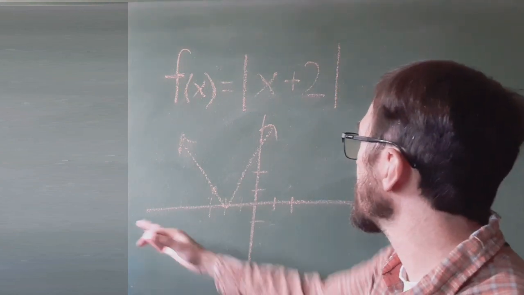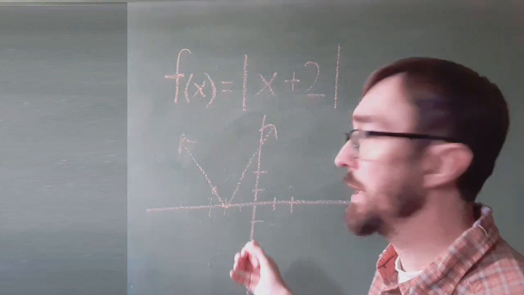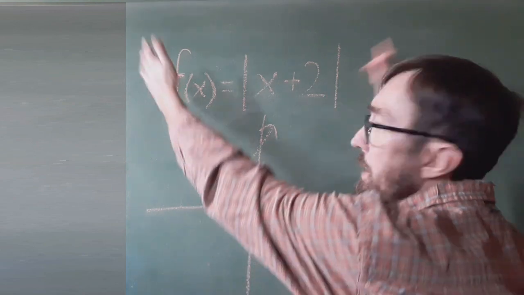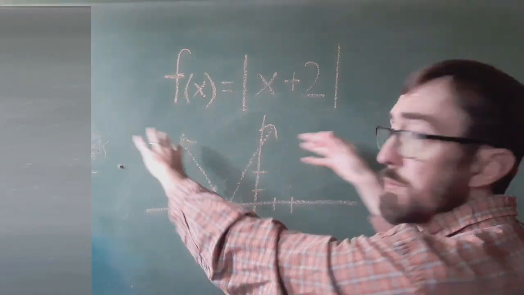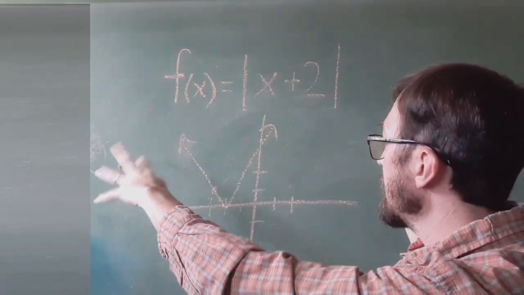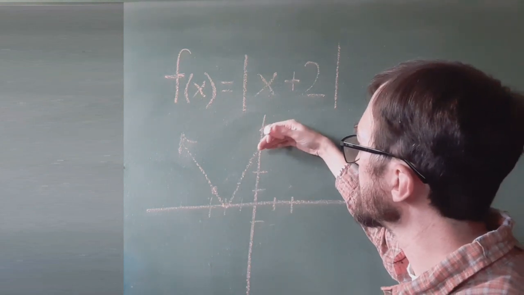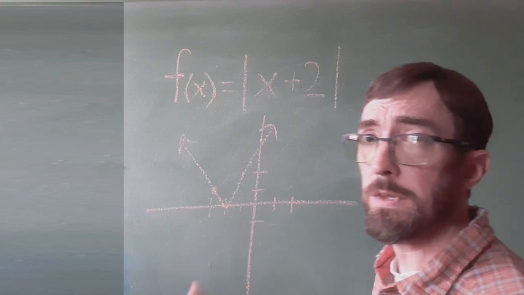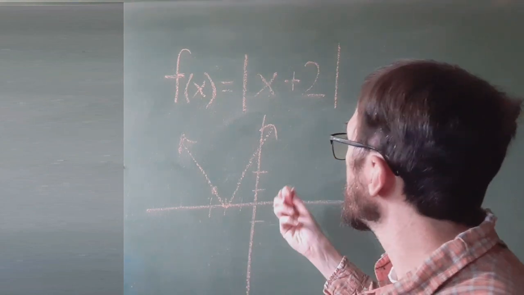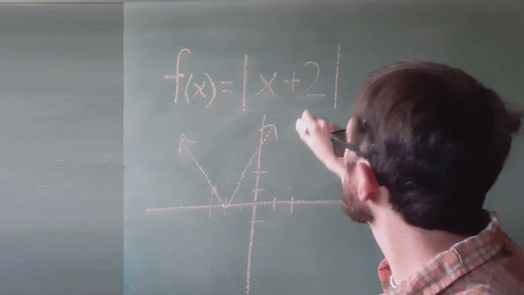Once I have the sketch, I can think about the domain. The V shape's going to go on forever. It will spread across the entire x-axis here. Any vertical line that I put in here, I will be able to touch both the graph and the x-axis with that vertical line. So the domain is all real numbers.